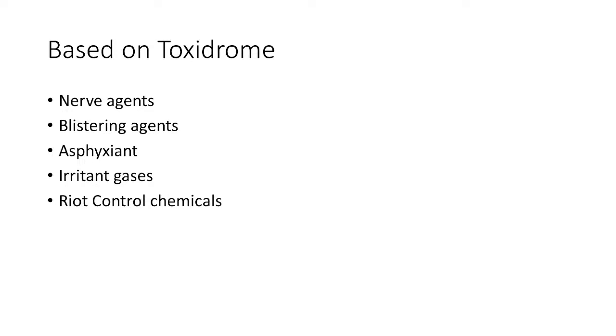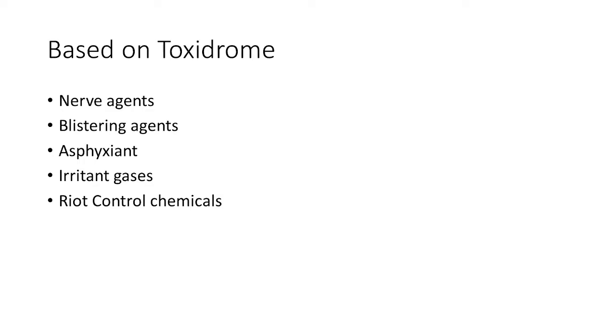And again there is a slight difference: sometimes the muscarinic effects can be superseded by the nicotinic effects in nerve agents. So what are the nicotinic features? Fasciculations, paralysis, hypertension, seizures. Okay. Now the second is the blistering agents.